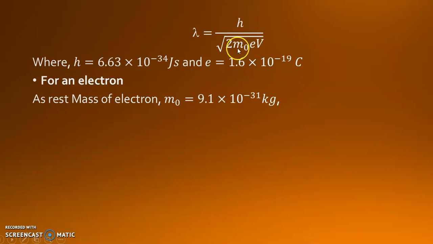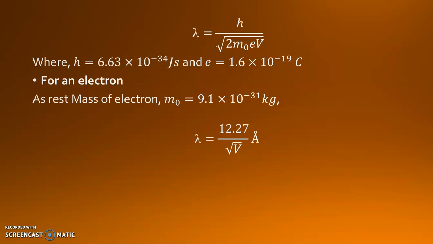So if we put the value of m naught as 9.1 into 10 to the minus 31, and the value of h as 6.63 into 10 to the minus 34, we get the value of wavelength as lambda is equal to 12.27 upon under root V, this value in Angstrom. So we are getting de Broglie's wave for rest mass value. For your sake of understanding, you can put these values and check by calculation, where you will get the same value.